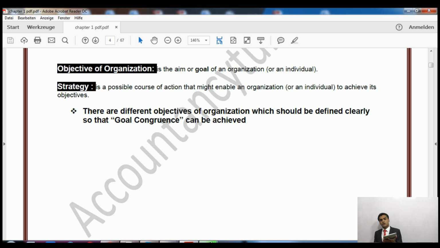Objectives should always be defined clearly. Say, for example, here at Accountancy Tube, the management should tell us what the objective of our organization is. What is the objective of Accountancy Tube? To provide free lectures, to provide free quality education. And so that goal congruence can be achieved.